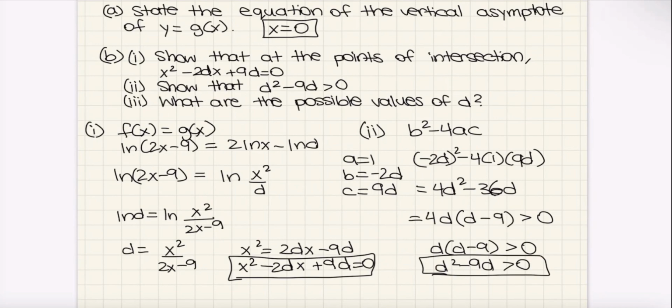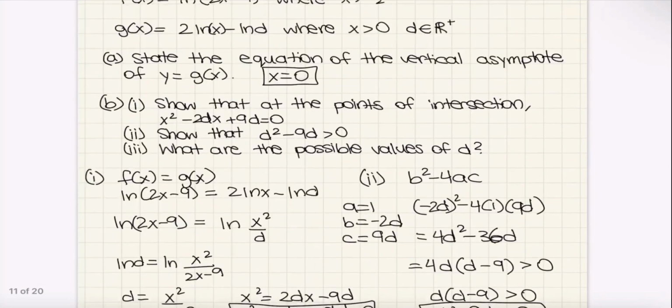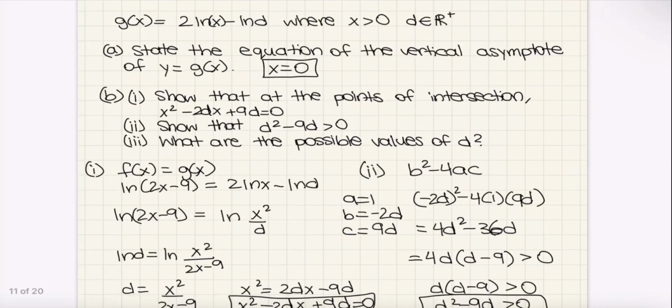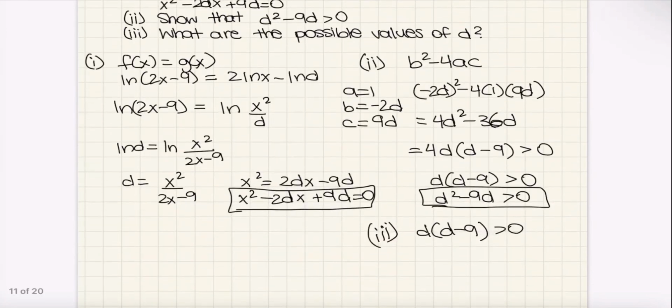All right, and the last part asks, what are the possible values of d? Well, here's the thing. If we go back to the factored version, d times d minus 9 is greater than 0, we already know that d must be a positive real number. So if d is a positive real number and the product of d and d minus 9 must be greater than 0, that tells us that d must be strictly greater than 9.